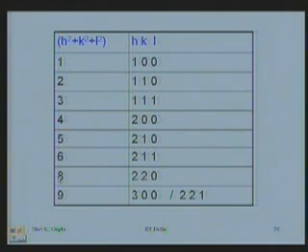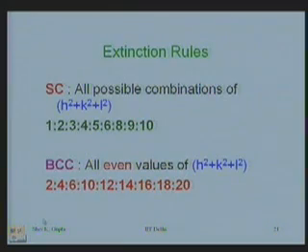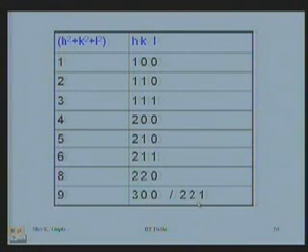I shall not have, similarly, 15. I shall not have 23. Right? So on and so forth. There will be a number of them which I will not have. So 8 is 220. And 9 is 300. It can also be written as 221, 2² plus 2² plus 1². So that's how it is. Once I get the value of h² plus k² plus l², I shall be able to know the plane which has diffracted this.